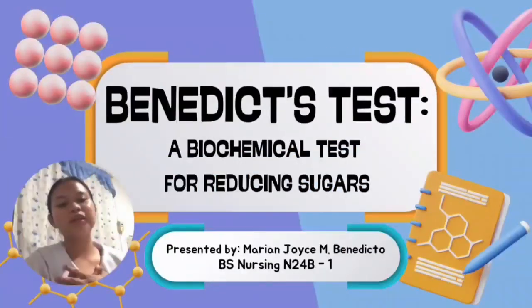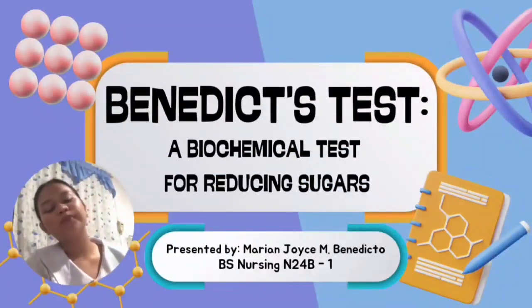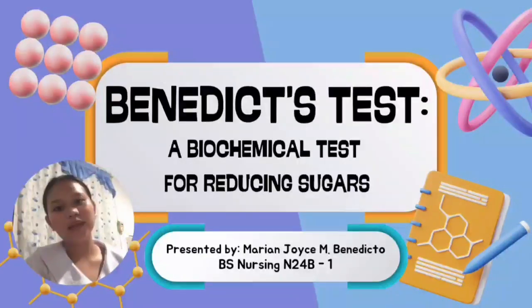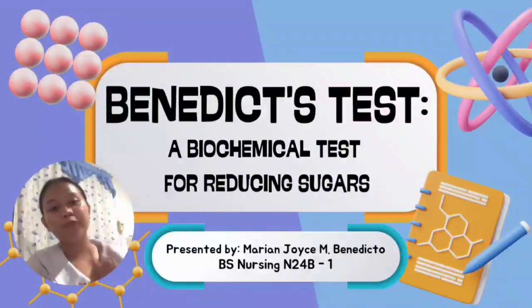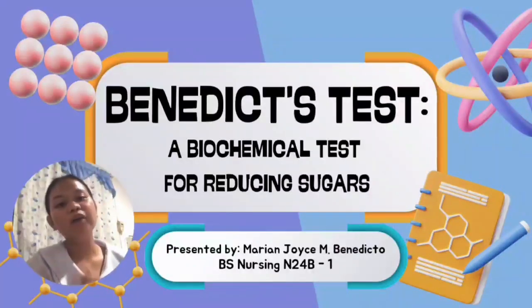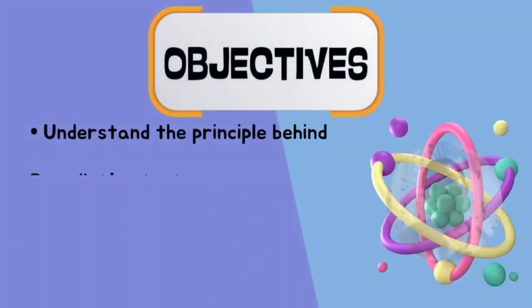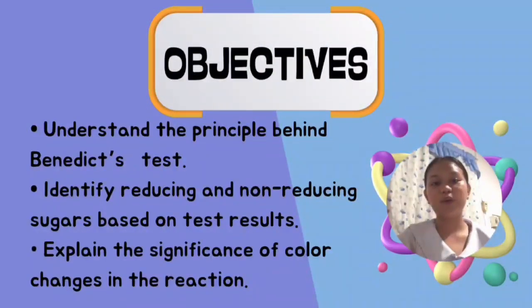Everyone, I am Marilisa Benedicto, and today I will be explaining Benedict's test, a simple yet important biochemical test used to detect the presence of reducing sugars in a solution. Although I won't be performing the experiment by myself, I will walk you through the process and explain the results in detail. The main objective of this test is to determine whether a carbohydrate solution contains reducing sugars. We will identify the sugar based on the color changes observed after adding Benedict's reagent and heating the solution.